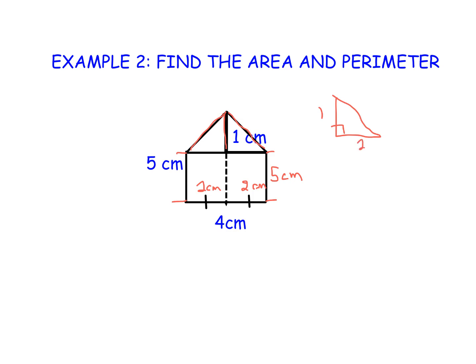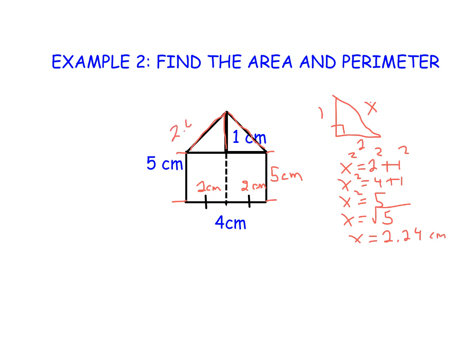Let's call it x here. We know that x squared is equal to 2 squared plus 1 squared. So x squared is equal to 4 plus 1. x squared is equal to 5. So x is equal to the square root of 5. And if you want to, you can just do that as a decimal on your calculator. And I'm going to get 2.24 approximately, and that's okay for now. So that means that each of these slant sides is 2.24 centimeters.